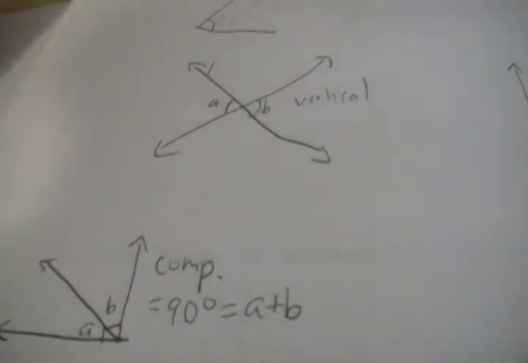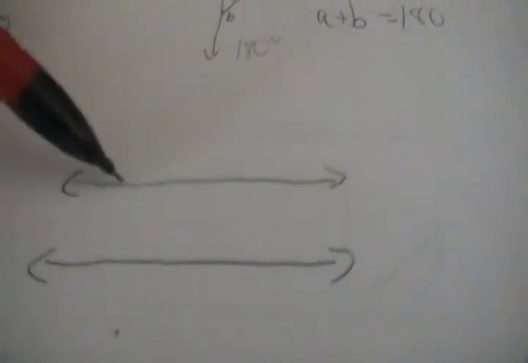Now let's try something else. This time we're going to have parallel lines. Parallel lines are lines that theoretically and technically do not intersect each other. They're parallel, that's what it means. However, you can have lines that cross both of these parallel lines. The technical term is a transversal. So right here, this would be a transversal. This would be a transversal.